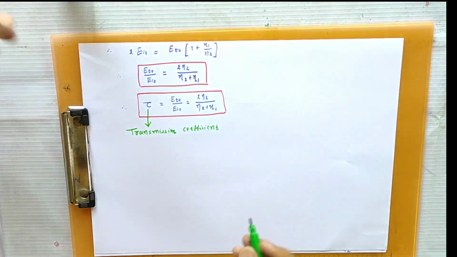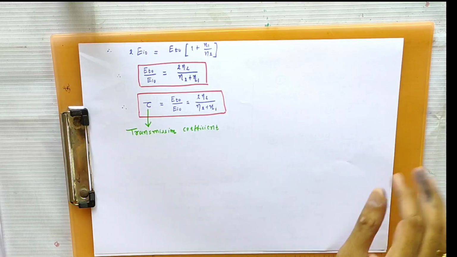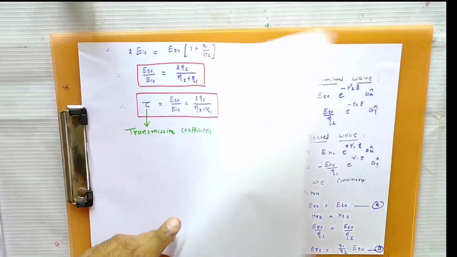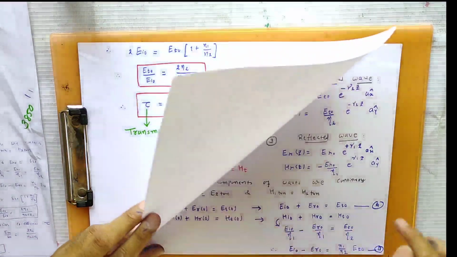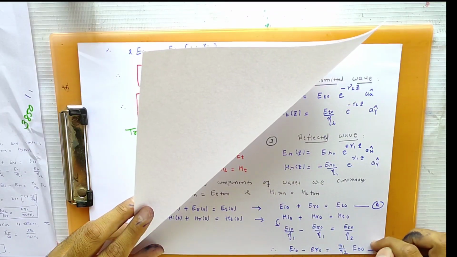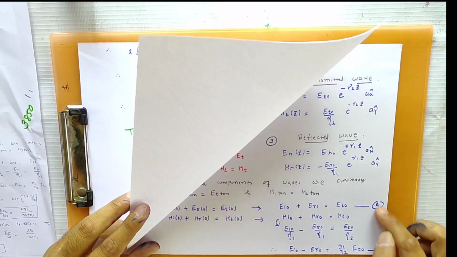Transmission coefficient: how much portion of the wave is transmitted? It is known as the transmission coefficient. Now, from these two equations, I have to rearrange them. First, I do the addition of these two equations.